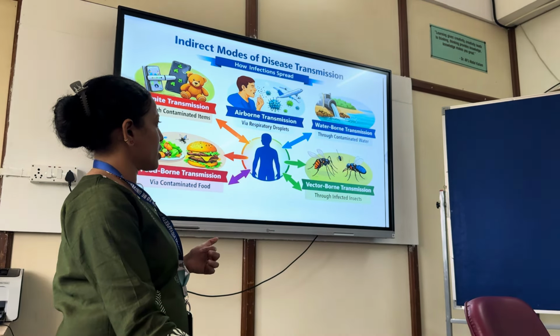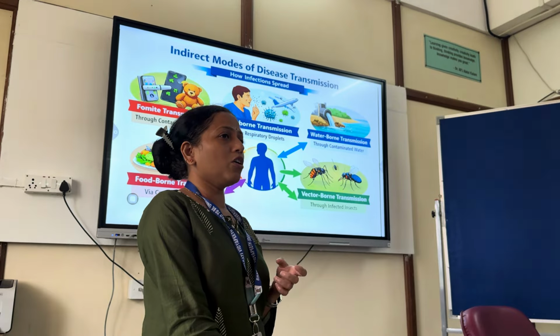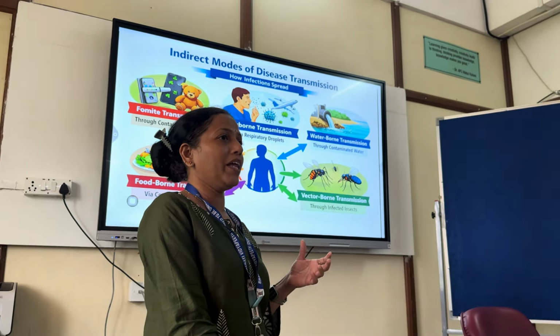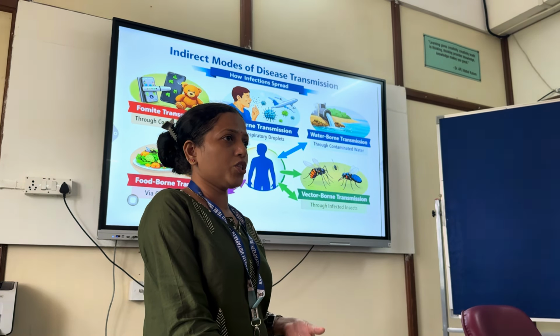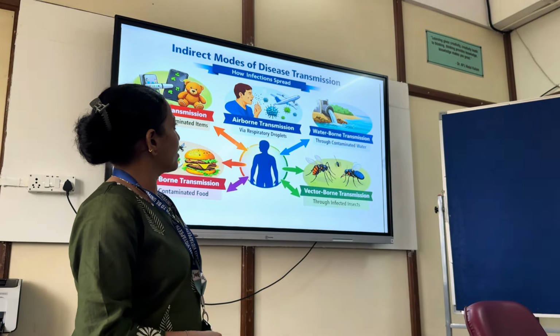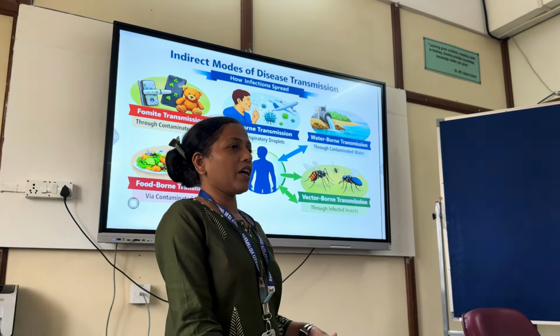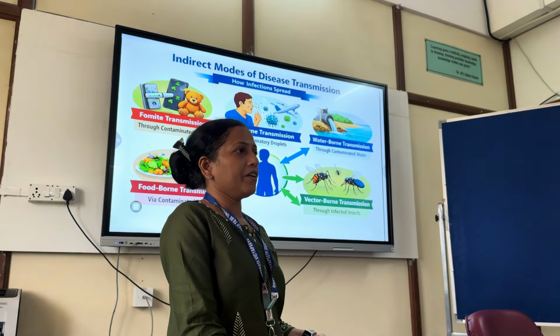Okay. Then vector-borne transmission, disease through an infected insect, like malaria, through the Anopheles mosquito. Then Aedes aegypti mosquitoes give infection of dengue. Okay. Then waterborne transmission through contaminated water, like typhoid, cholera, dysentery.